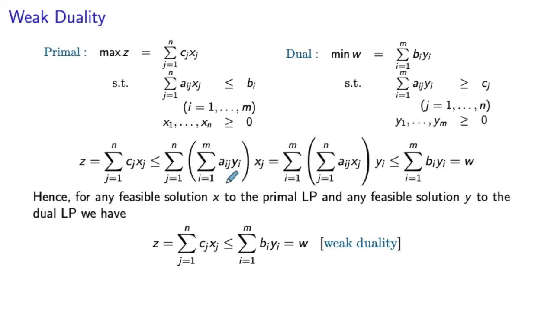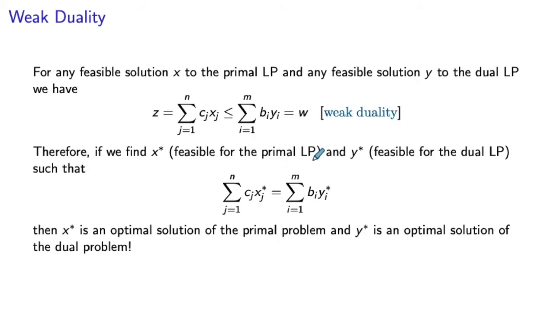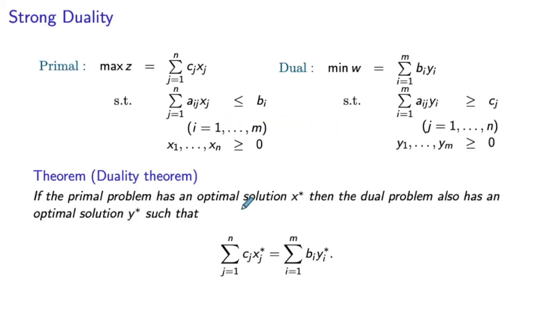And then we said weak duality is good, but strong duality is even better. So we observed that if you have a feasible solution for the primal and a feasible solution for the dual and the corresponding objectives match, then the solutions that we found are optimal for their respective problems. And this gives us the strong duality theorem that tells you that if a primal problem is optimal, then the dual problem is also optimal and the corresponding objectives match.